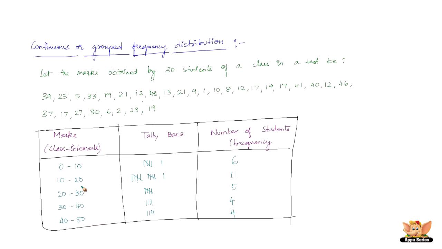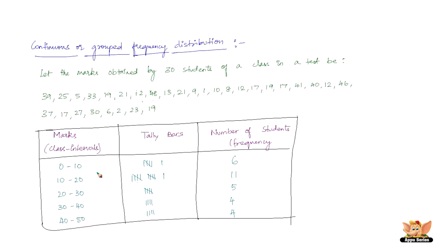In the class 0 to 10, we say that 0 is the lower limit and 10 is the upper limit of the class. Similarly, in the class 10 to 20, 10 is the lower limit and 20 is the upper limit. The span of the class, that is the difference between the upper limit and the lower limit, is known as the class interval. For example, in the class 10 to 20, the class interval is 20 minus 10, which is 10. Now, there are two methods of classifying the data according to the class intervals: the exclusive method and the inclusive method.